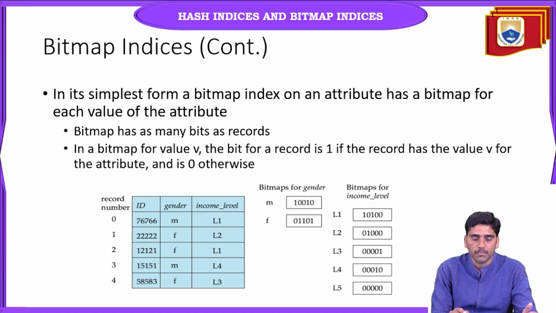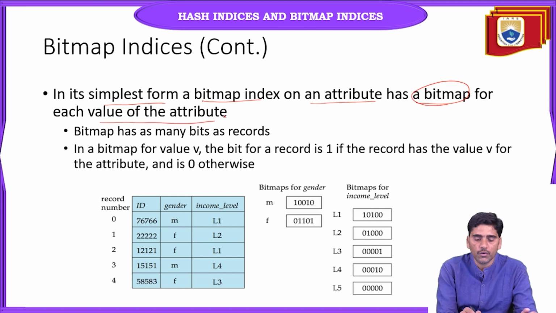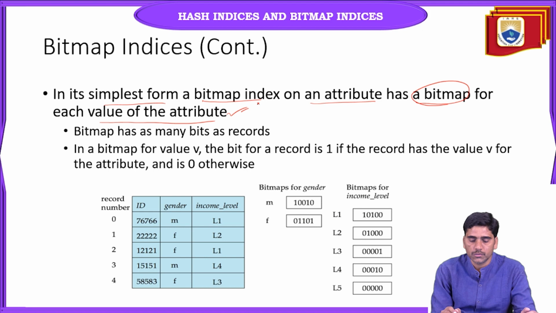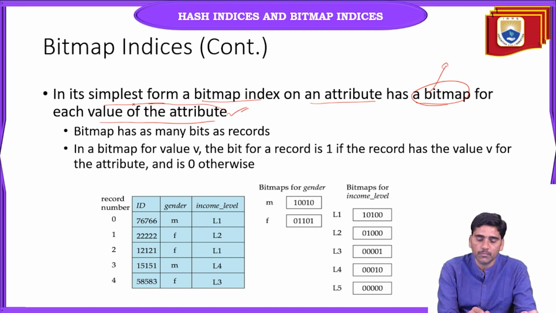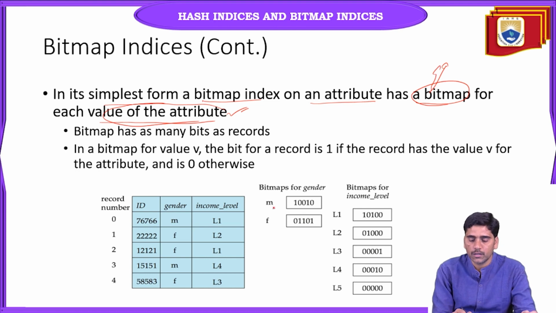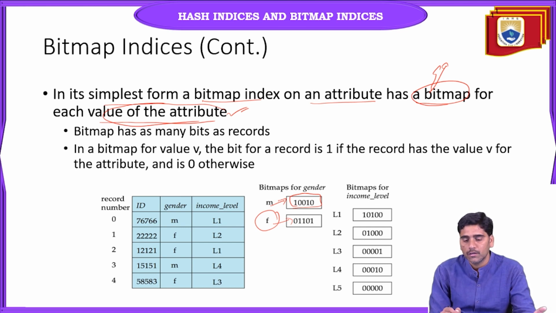Bitmap indices, in their simplest form: a bitmap index on an attribute has a bitmap for each value of the attribute. So for each value of the attribute there is a bitmap. Here male indicates one bitmap, 10010. Similarly, female gender indicates the bitmap 01101. Those are the bitmaps that we use for the indexing mechanism.